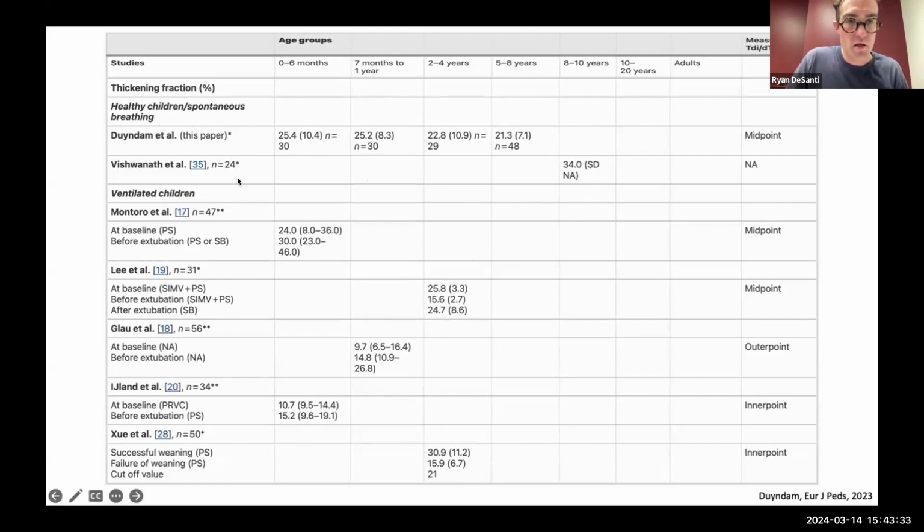And I apologize, the second part of this graph is in ventilated children. The first part is healthy children spontaneously breathing. So just the first two studies are spontaneously breathing, and the rest of them are ventilated children. So different parameters that have been studied in pediatrics, as well as different age groups.